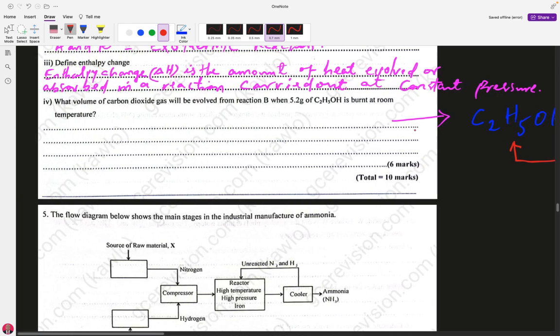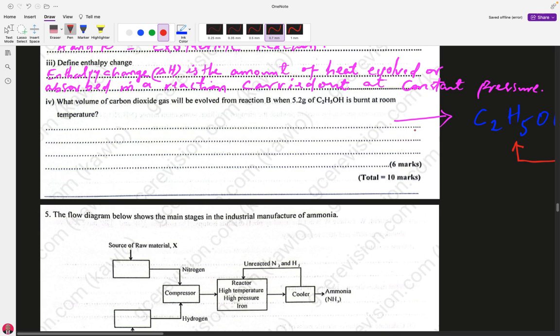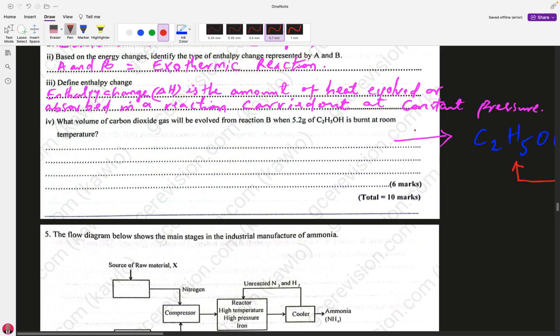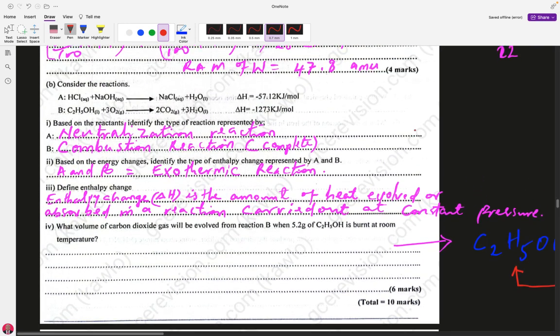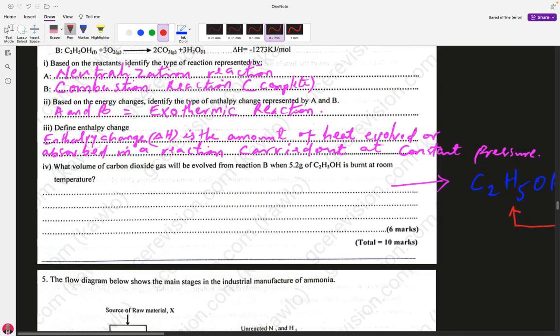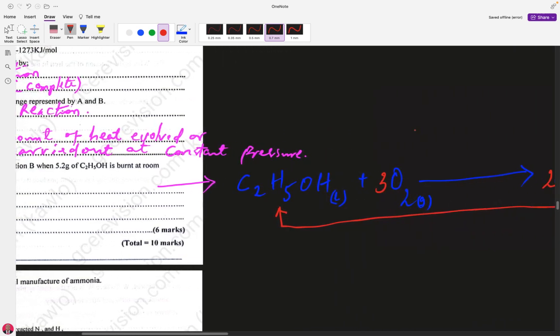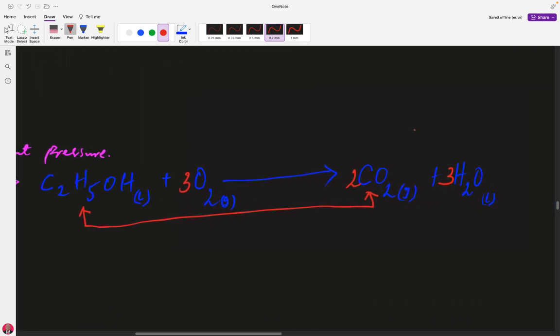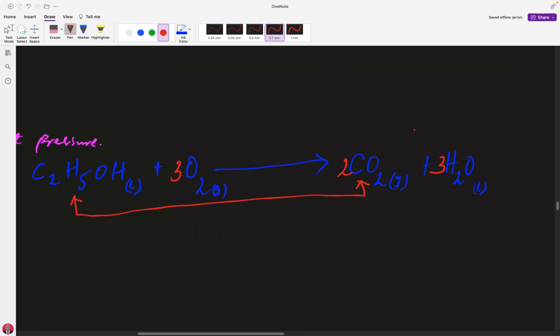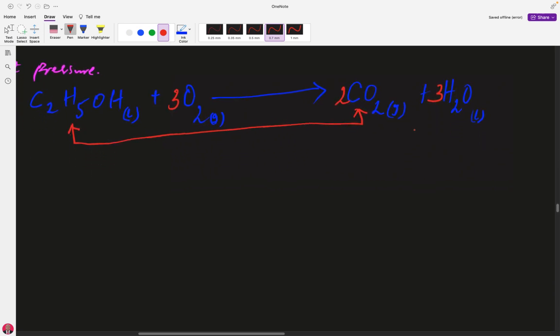So our question says, what volume of carbon dioxide will be evolved from reaction B, which you have just written, when 5.2 gram of ethanol is burnt at room temperature and pressure? Look at it keenly, my fellow learners. This is how you write your equation.